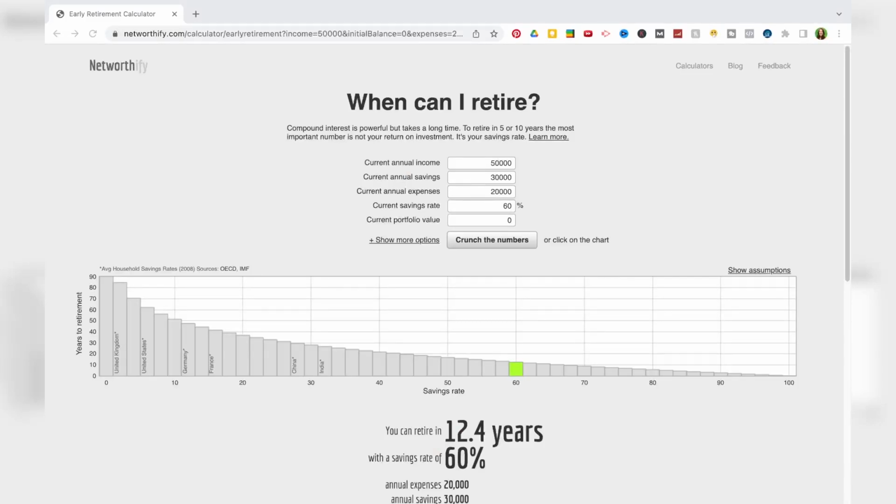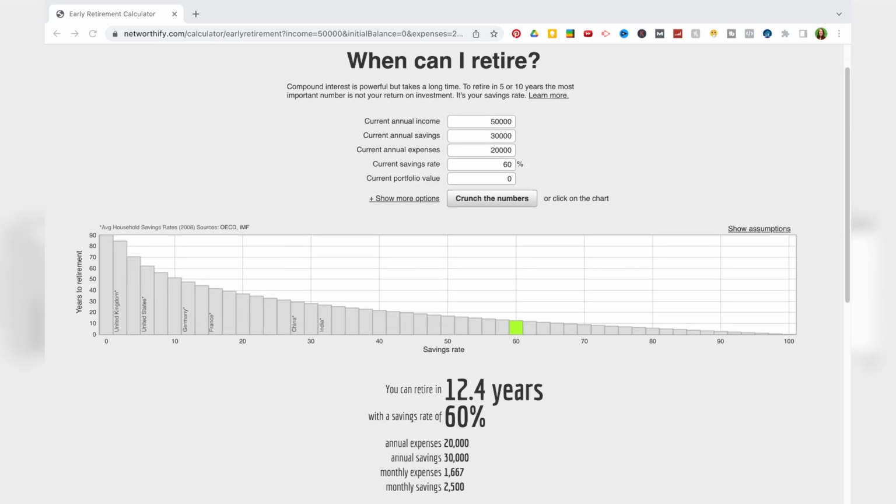So how much do we need to be investing along the way to get to that $1 million when we want to? Let's take a look at a calculator and figure this out. Okay, this is the Networthify calculator. You can go to networthify.com and pull this calculator up and input your own numbers so you can figure this out for yourself. But let's go through a couple of examples together.